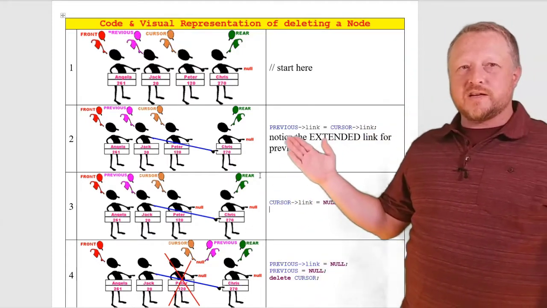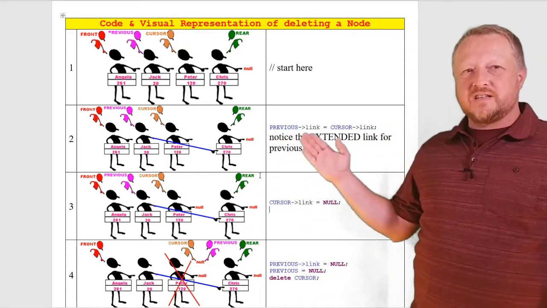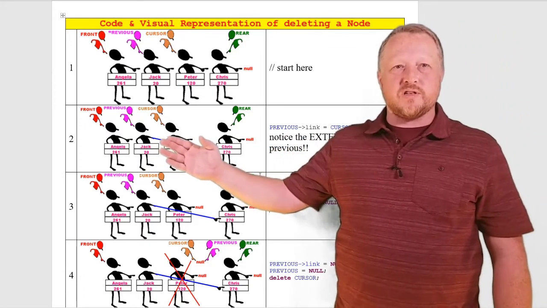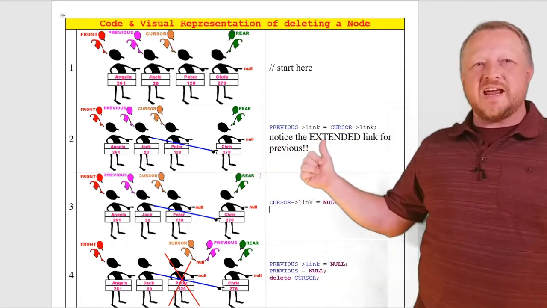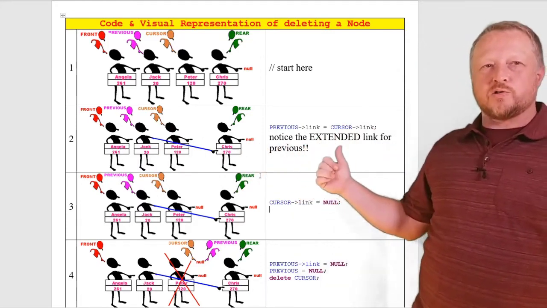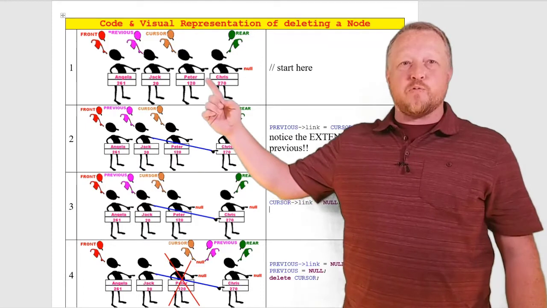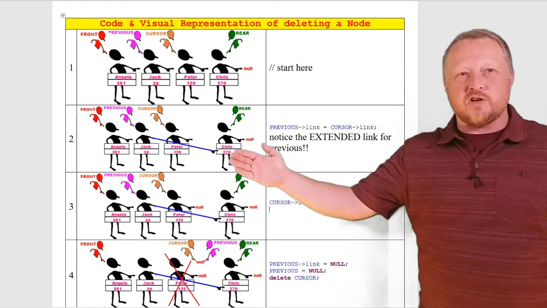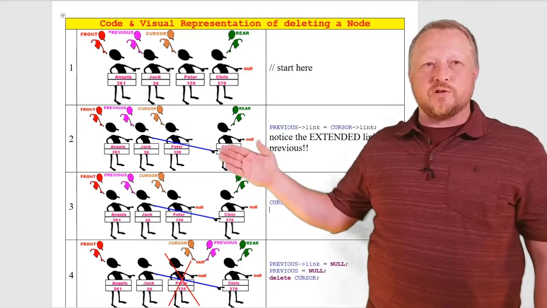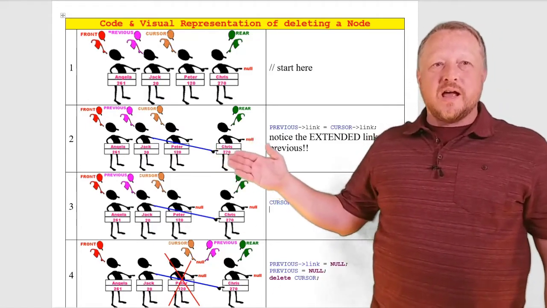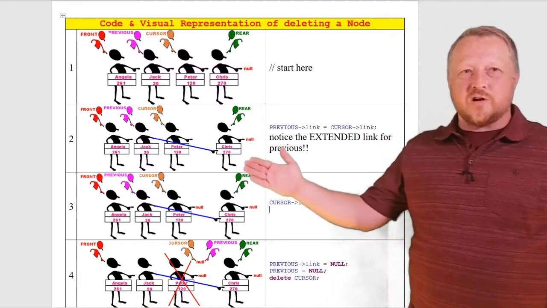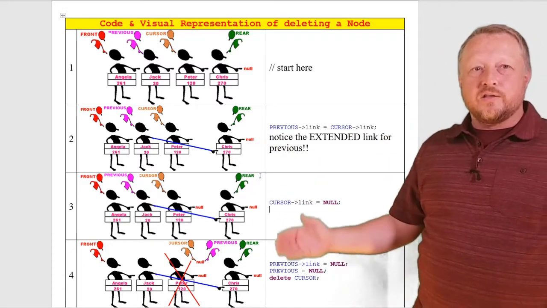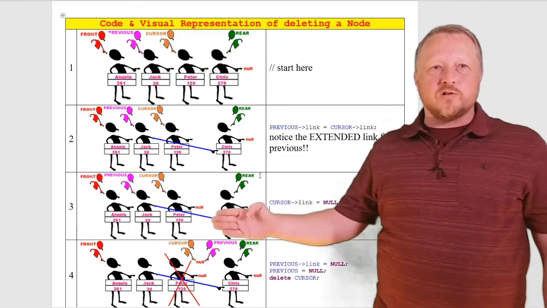So think of this next line as the previous's link, okay, which is right here, that's the previous's link, is going to equal the same thing as the cursor's link. The cursor's link previously was pointing to Chris, so now previous is going to jump over Peter and point to Chris. So that's our being able to extend over to the next node. Then we set our cursor's link to null, so that's that guy right there.